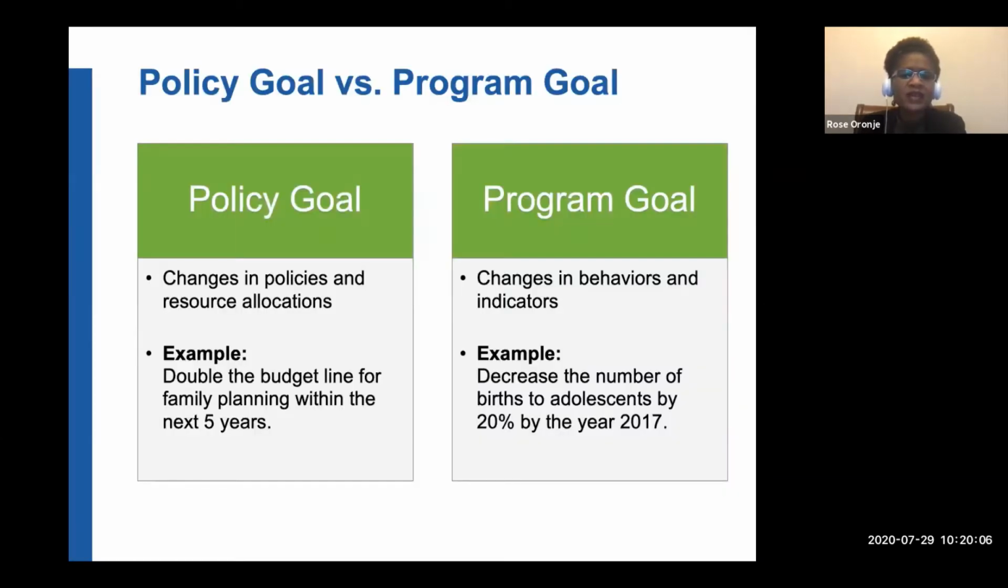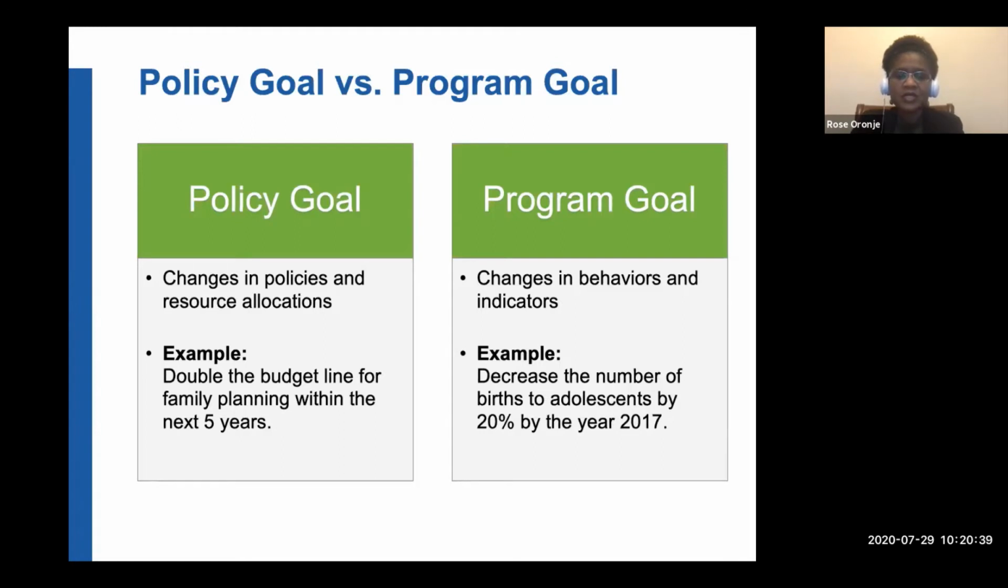One thing to clarify when you're thinking about your policy goal is to ensure that you're not confusing that with program goals. A policy goal will be focused on changes in policy and changes in resource allocations, whereas program goals will be more focused on changing behaviors and service level indicators. The main difference is that a policy goal is more upstream. Yes, if you achieve your goal, it may influence things downstream if it gets implemented.